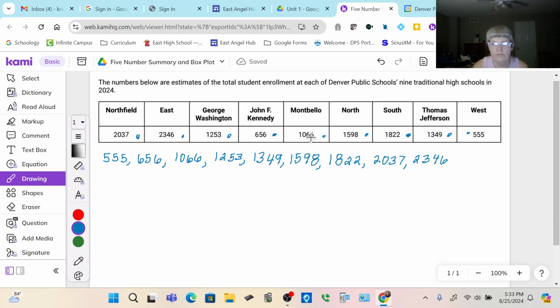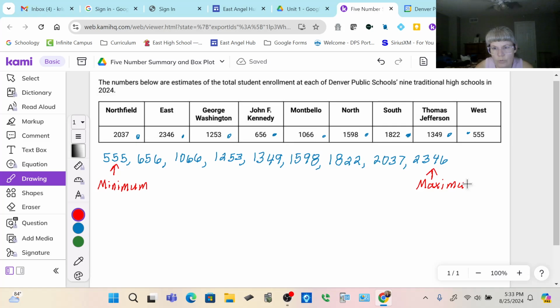So we have 1, 2, 3, 4, 5, 6, 7, 8, 9 numbers in our list. In a 5-number summary, we have 5 particular numbers that we need to pay attention to. 2 of those numbers are the minimum and the maximum. So the minimum is 555, and the maximum is 2,346.